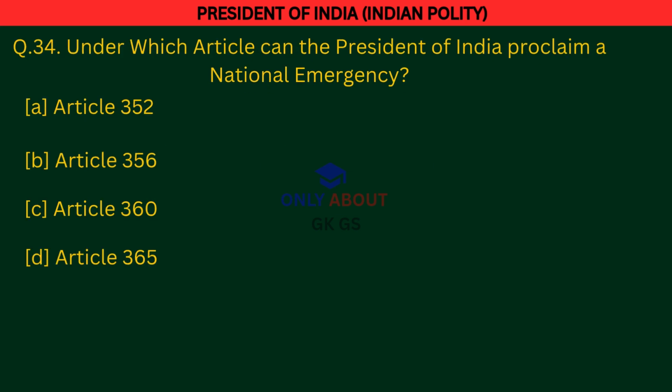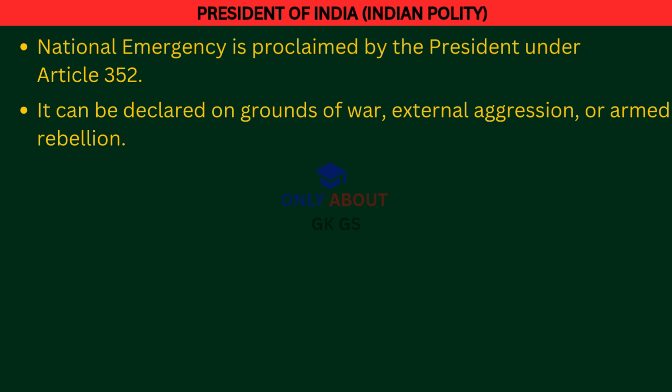Next question. Under which article can the President of India proclaim a national emergency? Correct answer: Article 352. National emergency is proclaimed by the President under Article 352. It can be declared on grounds of war, external aggression or armed rebellion.